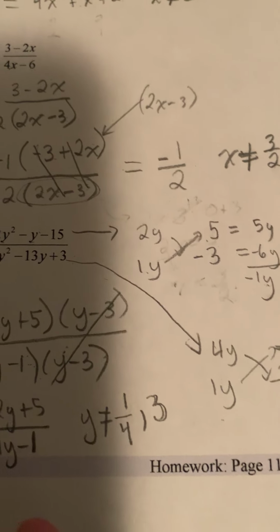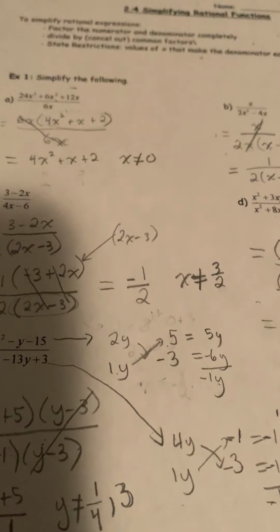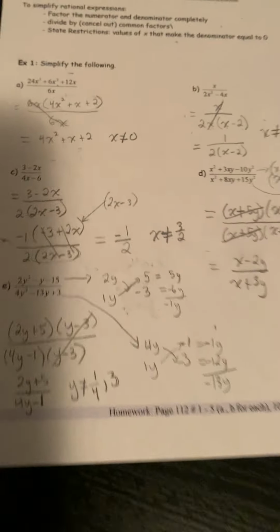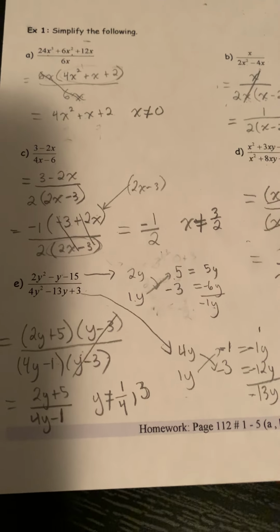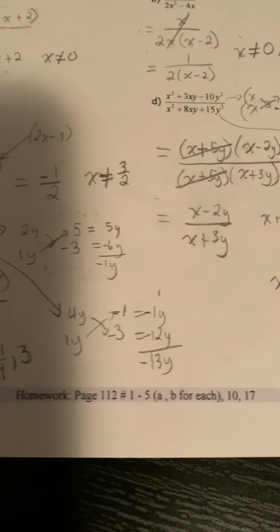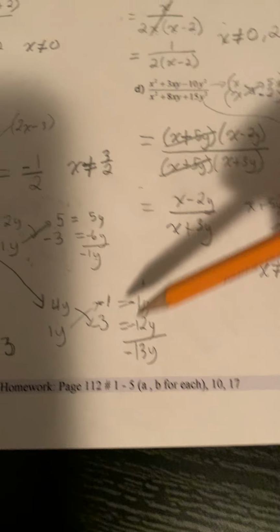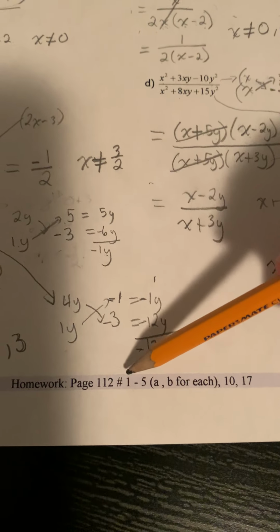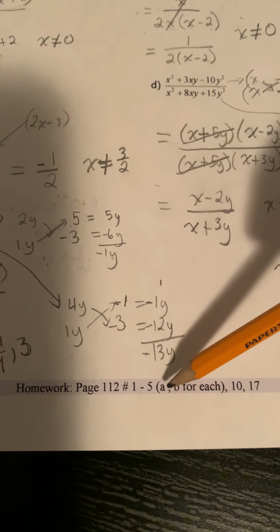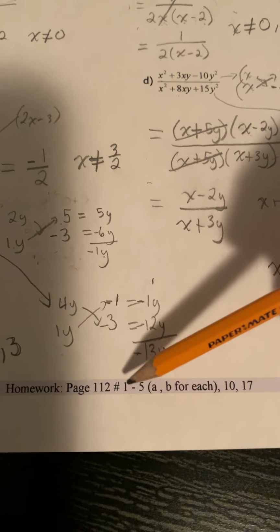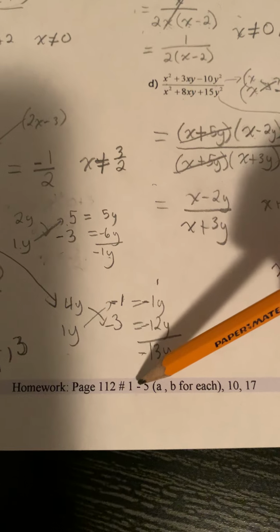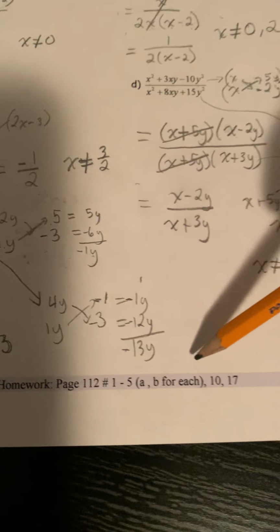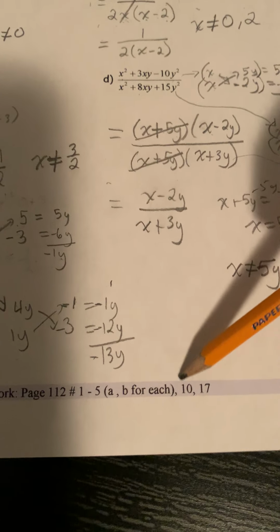Okay, so that's the lesson for 2.4. It's actually a crucial lesson because we'll be doing a lot of these over the next three sections. Okay, so homework is page 112, 1 to 5, but for each of these, just do A and B. So 1AB, 2AB, 3AB, 4AB, 5AB, and then we have 10 and 17.